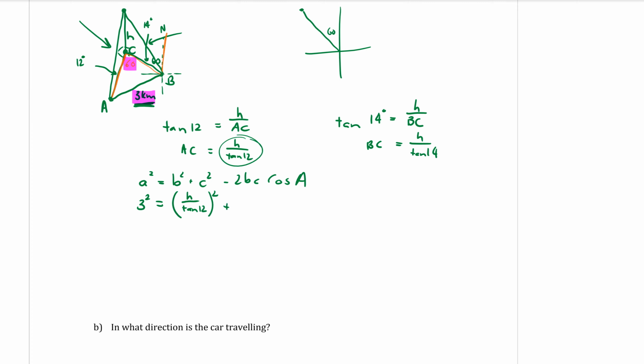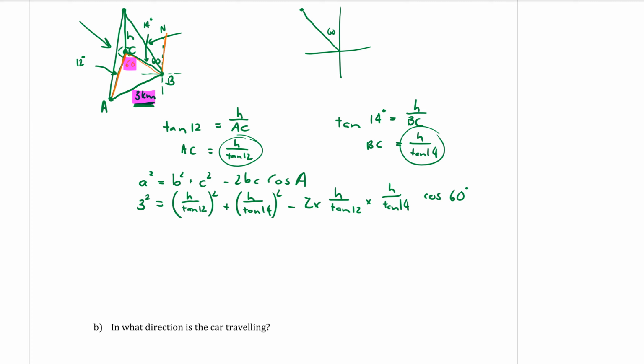Okay, plus c, which is going to be this one squared, h over tan 14 all squared, minus 2 times, now I've got to times both of them together, h over tan 12 times h over tan 14, cos of my angle, which is 60 degrees. Now I know it looks terrible, but the only unknown in there is the h, which is what I'm trying to find. So all I need to do, and I say all I need to do, my goal here is to try and get that h by itself. That's what I'm trying to get.